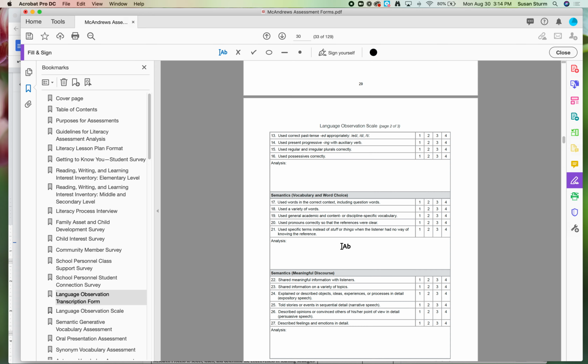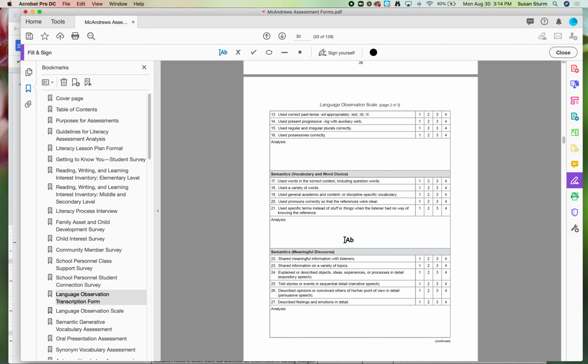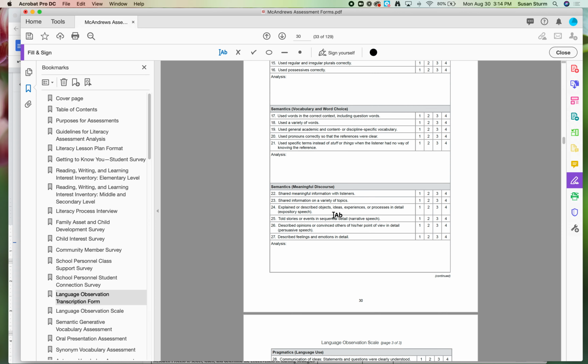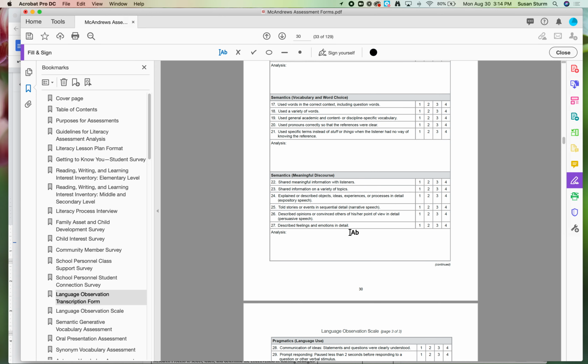Specific terms, instead of saying stuff or things, actually naming things. And then under meaningful discourse, shared meaningful information with listeners, shared information on a variety of topics, explained or described objects, ideas, experiences, or processes in detail using that good expository speech, told stories or events in sequential detail, that good narrative speech, and then persuasive speech describing opinions or convincing others, and then describing feelings and emotions in detail. That's like that social emotional area of discourse.